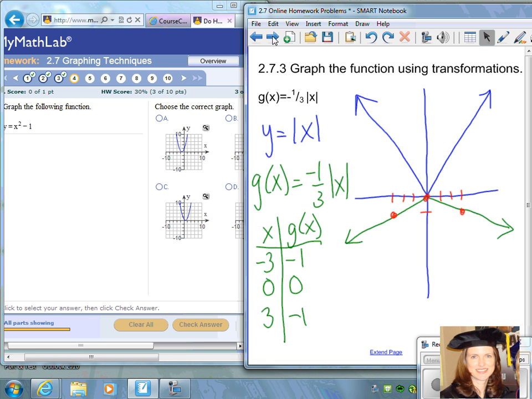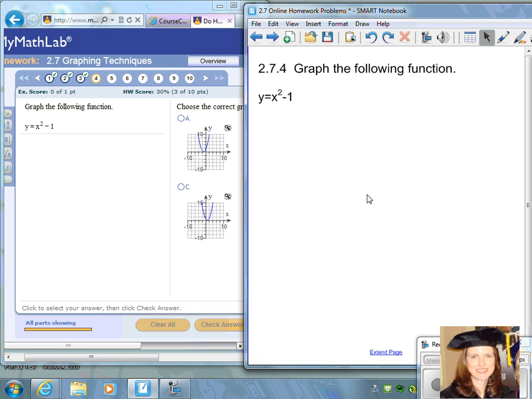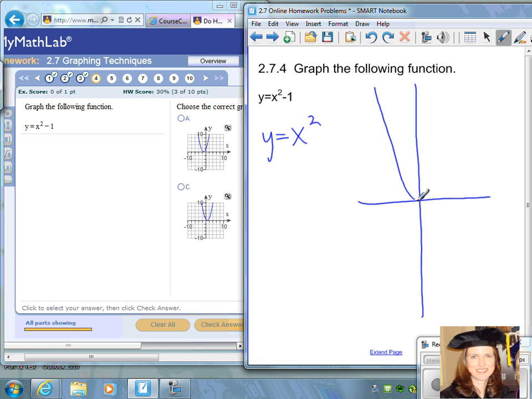Let's look at number 4. Graph the following function. Now this is our basic function which has been transformed. If you take the basic function y equals x squared, you have the parabola that opens up. This new function here is y equals x squared minus 1. That minus 1 on the outside results in a shift down. Again, review that video. So this whole graph has been shifted down 1.